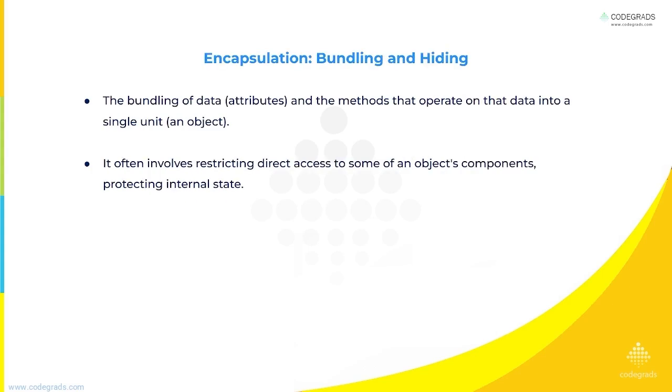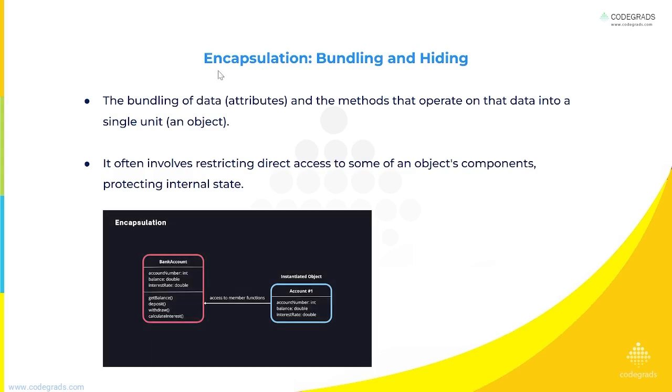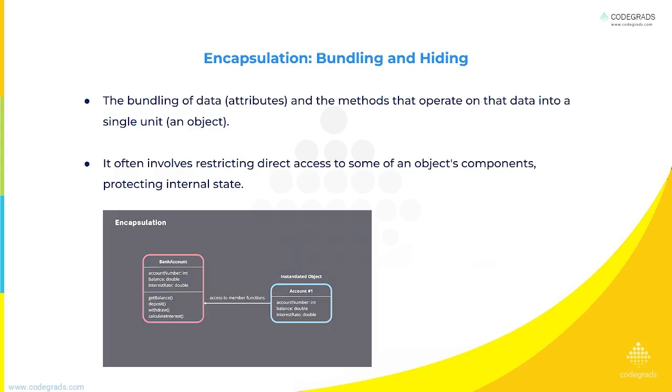Now next is encapsulation, bundling and hiding data. It is the bundling of data, that is the attributes, and the methods that operate on the data into a single unit, an object, and it often involves indirect access to some of an object's components, protecting internal state. So encapsulation means keeping data, variables, and code, methods, together, and it also allows hiding internal details and protecting data. For example, a user cannot directly change the password inside a banking system. Okay, it's protected. So that is the example of encapsulation.